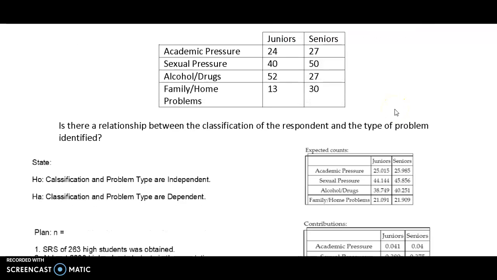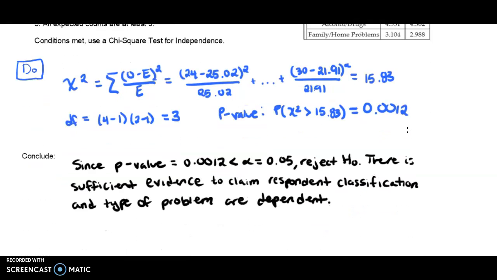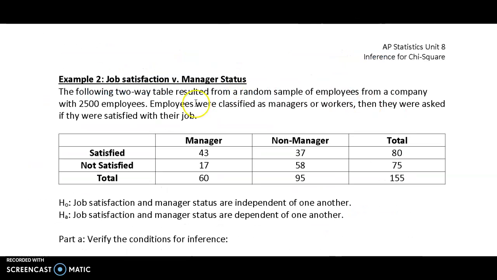So go ahead and take a look at the next example here, and it'll just walk you through how to do it. So go ahead and pause the video. Give yourself about 5 to 8 minutes to try this one out on your own.